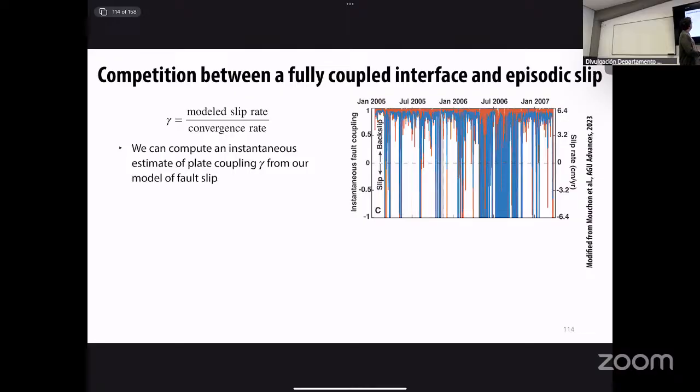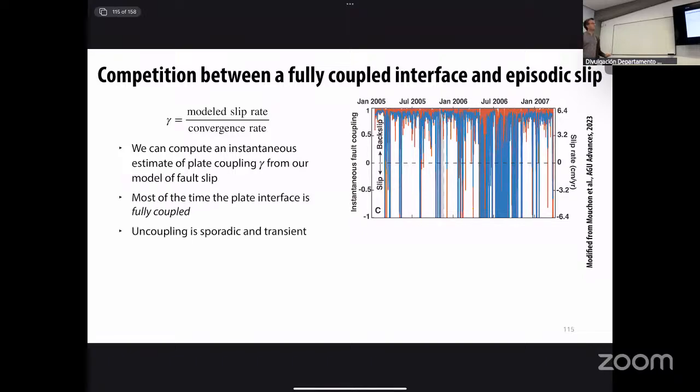The first thing that we see is that most of the time it's fully coupled. That's sort of explicit in the model because we say that there's this constant loading, but kinematically it explains the data quite well by only having very small moments when slip happens and the plate interface actually uncouples. And this unlocking is sporadic and transient, just like the low-frequency earthquake activity would suggest.